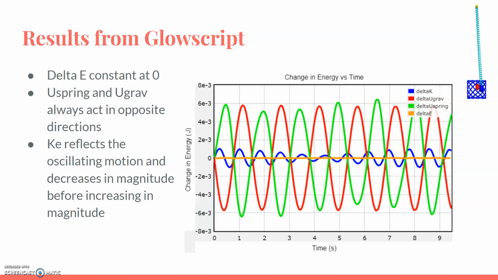Now this produced results from our GlowScript. Here you can see the change in energy versus time. The delta E, or the total change in energy, is 0, which indicated that the energy of our system was conserved. You can also see that the energy of the spring and the energy of gravity, or the spring potential and gravity potential, they always acted in opposite directions, which does make sense. Then we can also see that the change in kinetic energy reflected the oscillating motion such that it decreased in magnitude before increasing in magnitude.